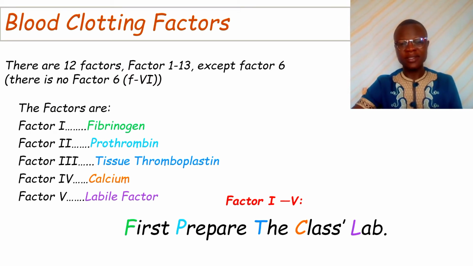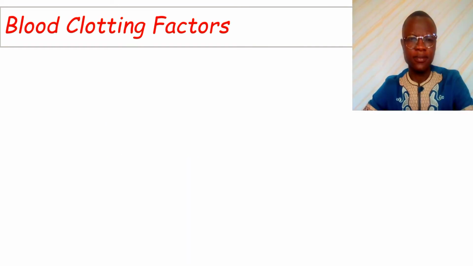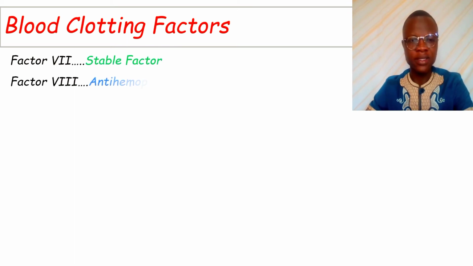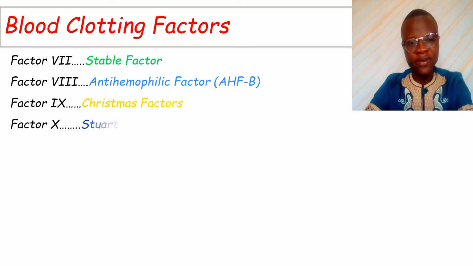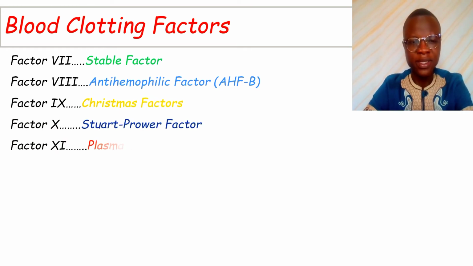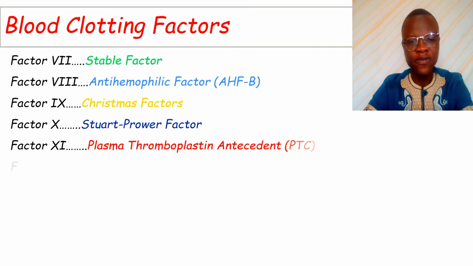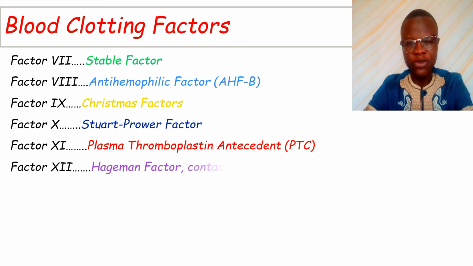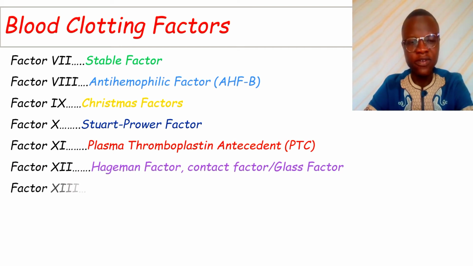Let's now look at the latter ones. So let's continue. Factor 7 is the stable factor. Factor 8 is the anti-hemophilic factor. Factor 9, Christmas. Factor 10, the Stuart-Prower factor. Factor 11, the plasma thromboplastin. Factor 12, the Hageman. And factor 13, the fibrin stabilizer.